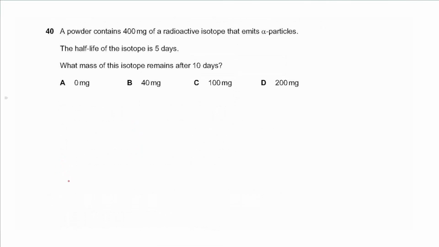Question 40 says a powder contains 400 micrograms of a radioactive isotope that emits alpha particles. The half-life of the isotope is 5 days. What mass of this isotope remains after 10 days? So 10 days makes two half-lives of 5 days. So the mass will be divided by 2 twice. 400 divided by 2 is 200. Divided by 2 again, that is 100 micrograms. So the answer here is C.